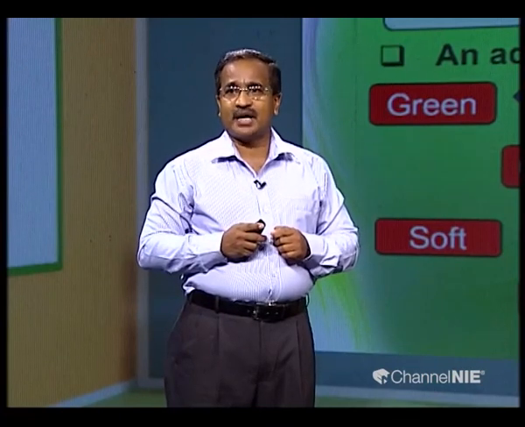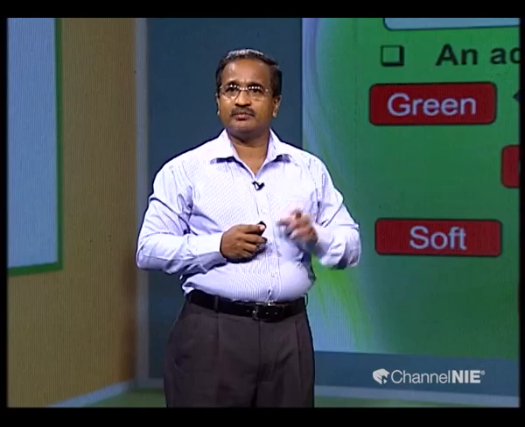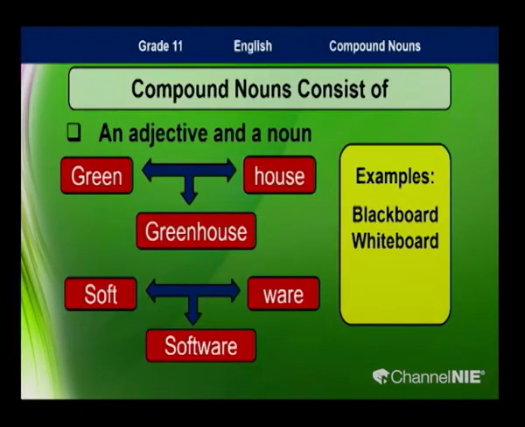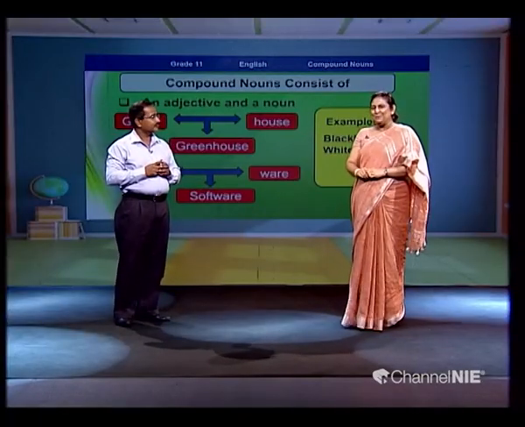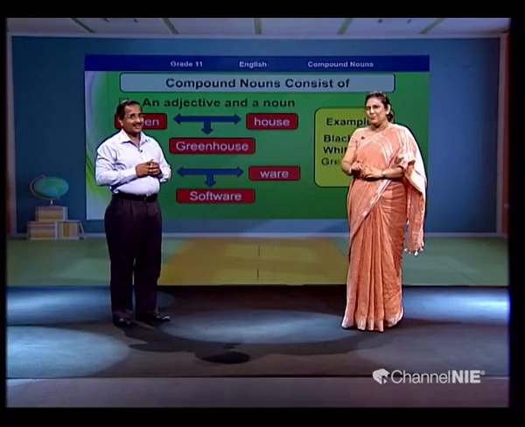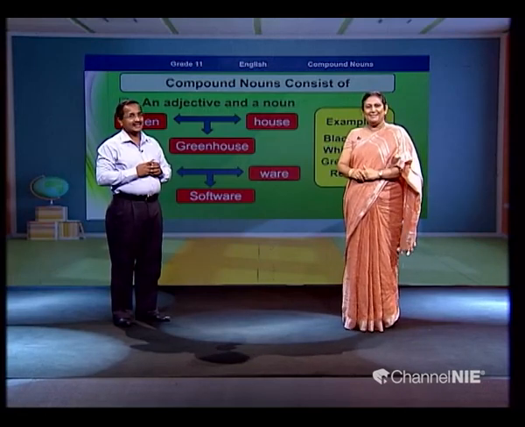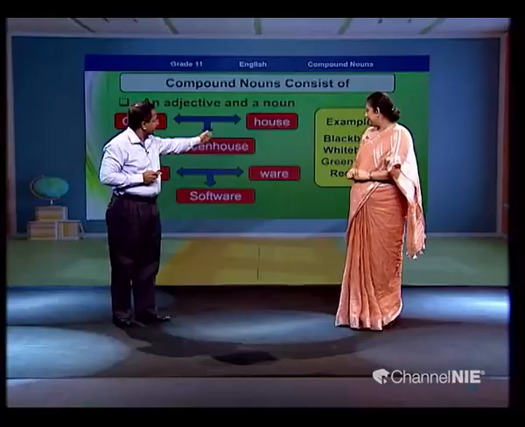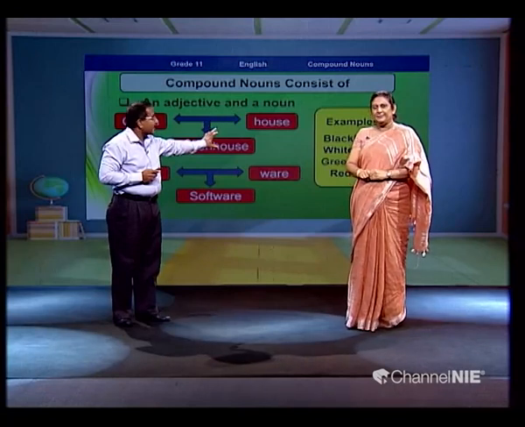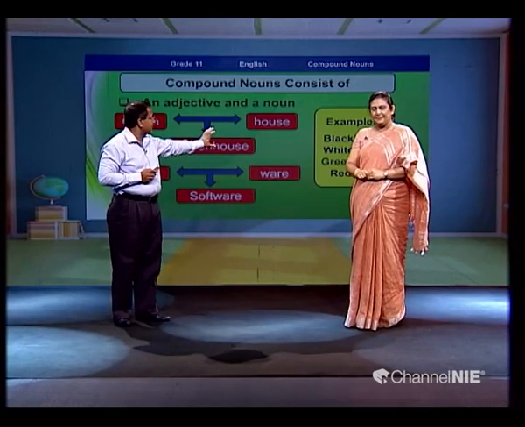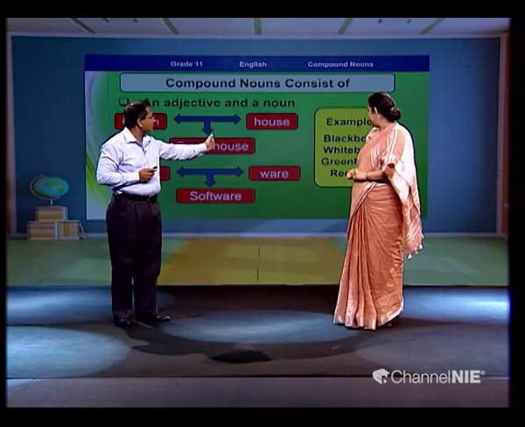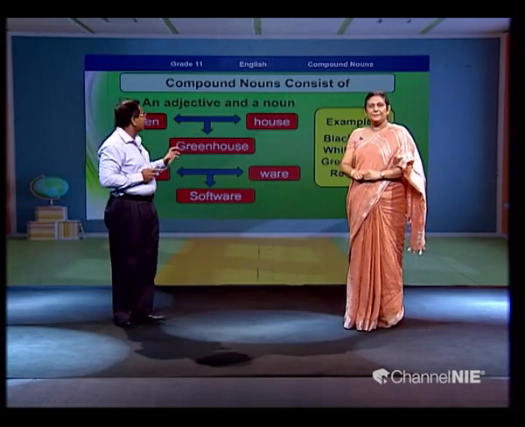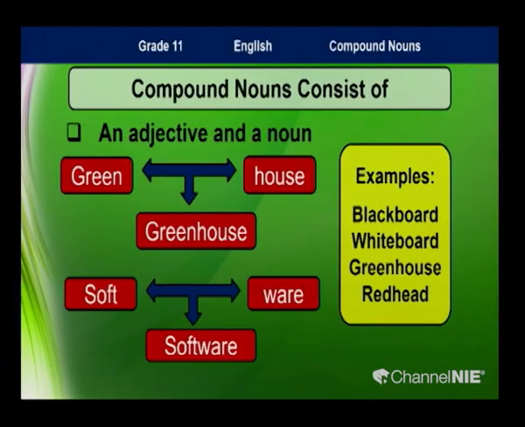Let's have a look at some more examples. Blackboard, whiteboard. An adjective and a noun are together in order to develop these two compound nouns. I wonder whether we use blackboards in our schools these days. Mostly we have whiteboards and even green boards, sir. But in some schools they still use blackboards as well. Right. The word greenhouse, redhead, all these four words in our example box stand as one word.